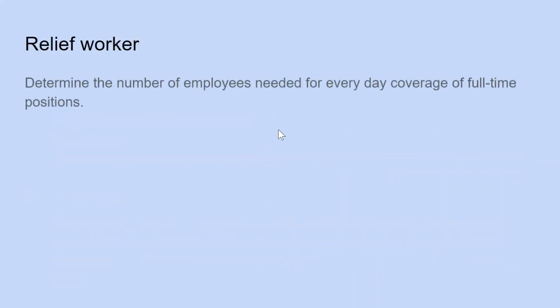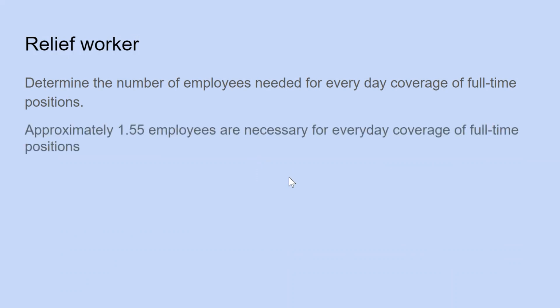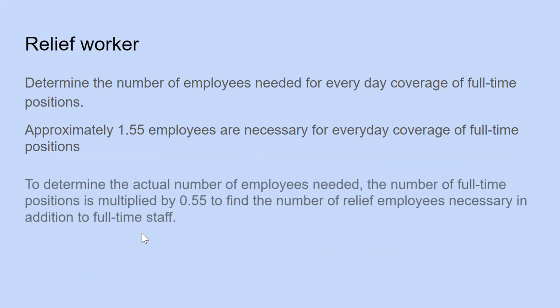And we have what is known as a relief worker, and this is going to determine the number of employees needed for everyday coverage of full-time positions. Approximately 1.55 employees are necessary for everyday coverage of full-time positions. To determine the actual number of employees needed, the number of full-time positions is multiplied by 0.55 to find the number of relief employees necessary in addition to full-time staff.